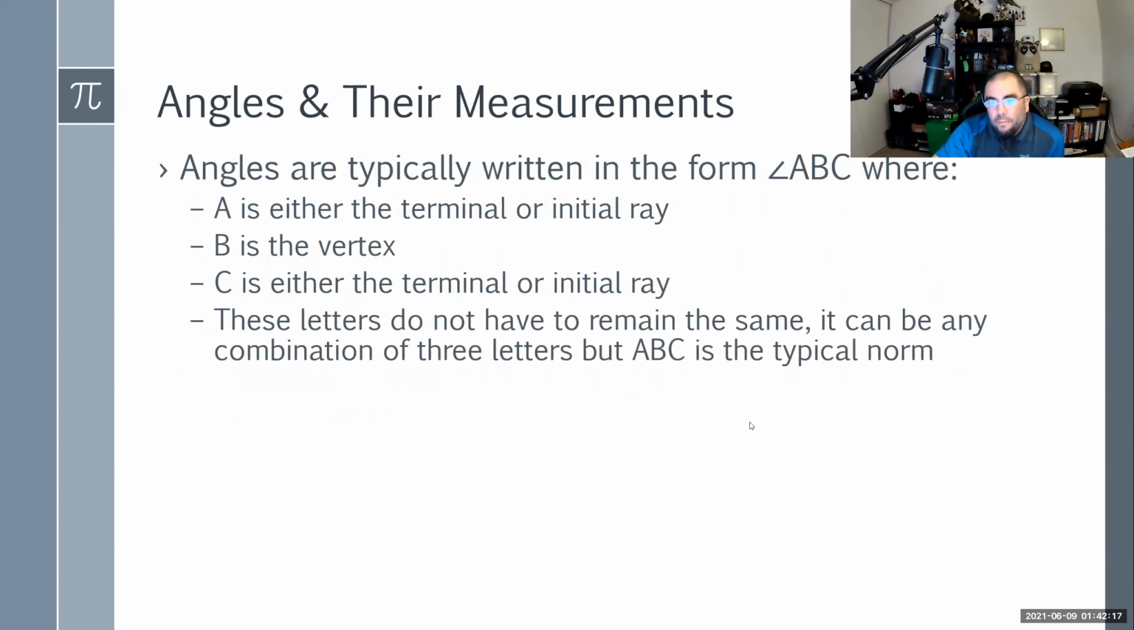Angles, again, are typically written in that form ABC, where A is either the terminal ray or the initial ray, B is the vertex, C is either the terminal ray or the initial ray. Letters don't have to remain the same, but it can be any combination of 3 letters. ABC is just kind of the typical norm.